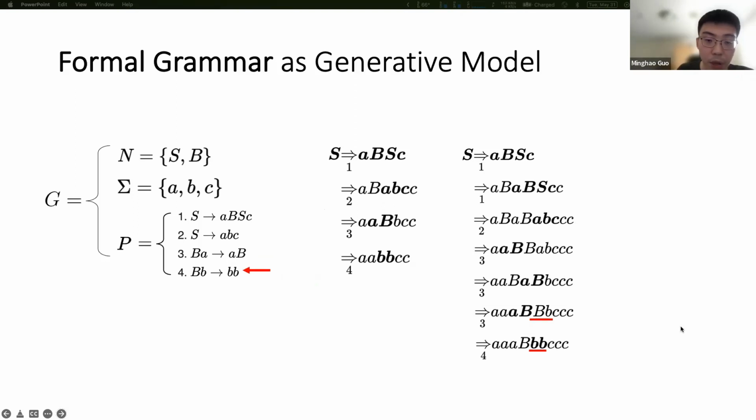More production steps are deployed to expand all the capital letters until there's no non-terminal symbol inside the current string. This shows that even with a small number of production rules, a grammar can still generate a large number of strings by just combining rules in different orders. This is a combinatorial process and has an exponential number of possibly generated strings.